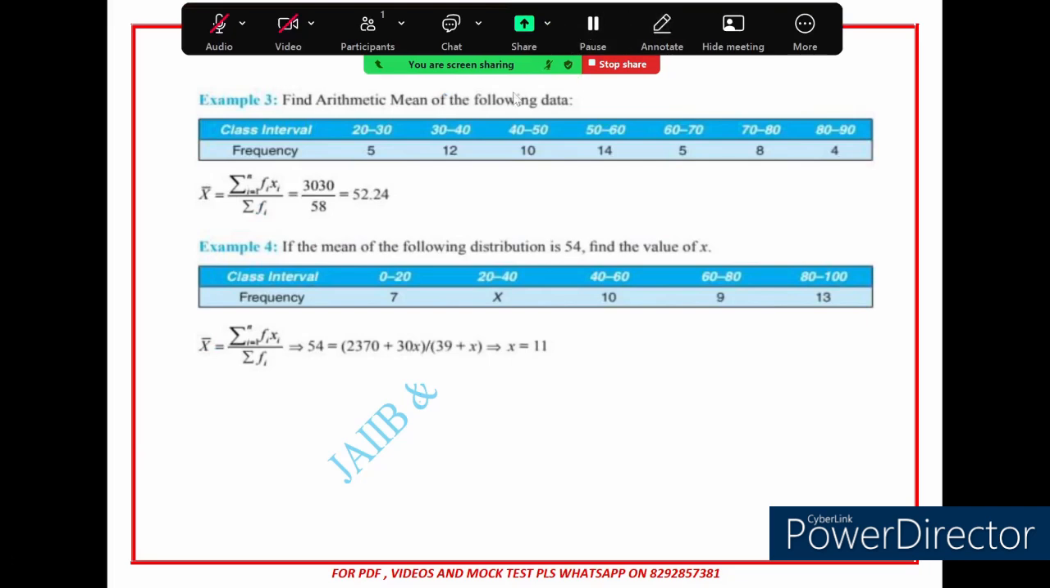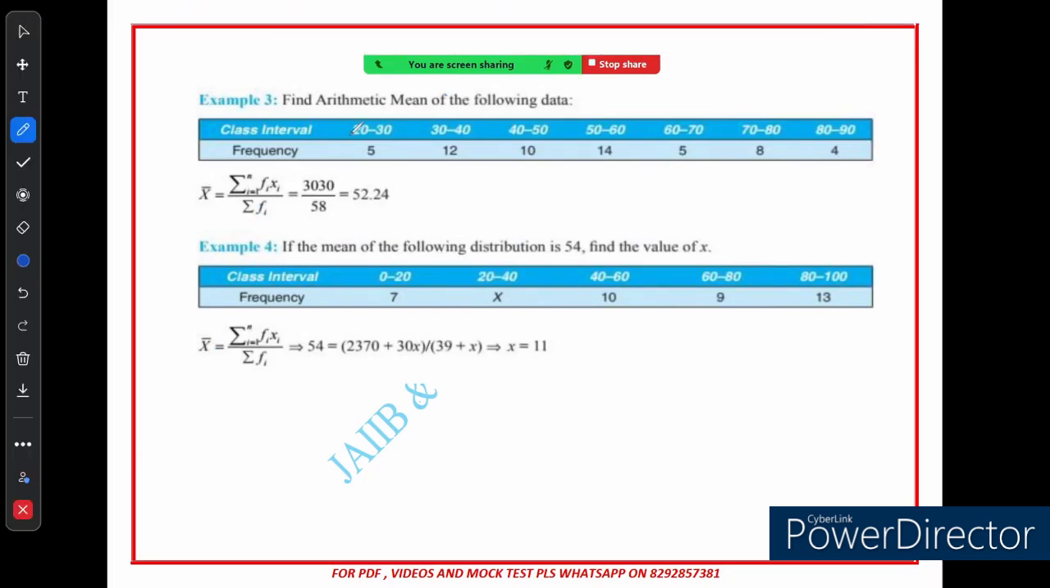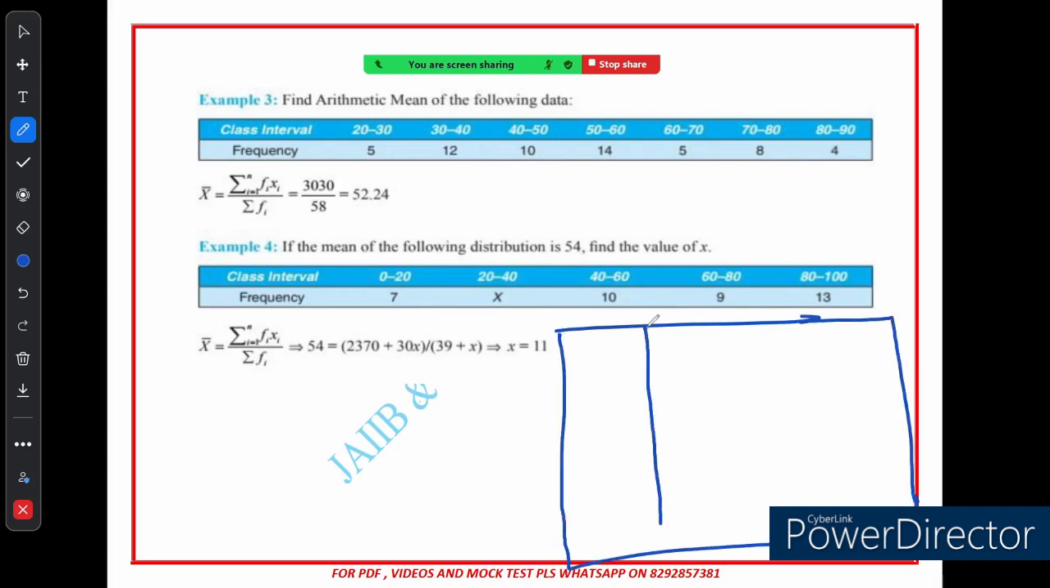Like in this particular case, you can see you have to calculate the arithmetic mean. How to go about doing it? Let me show you. First of all, you will create a table. Instead of 3, I suggest that you create 4 columns, because you know there is a class interval here. So first let's write it down here.